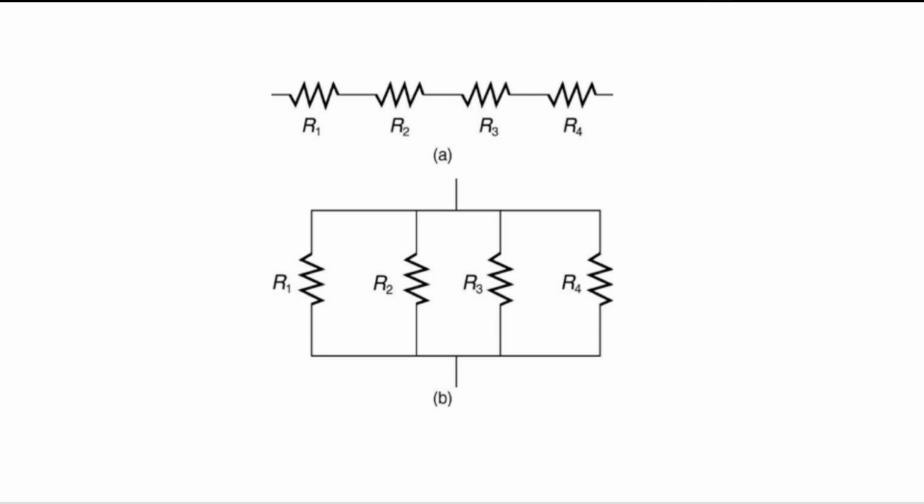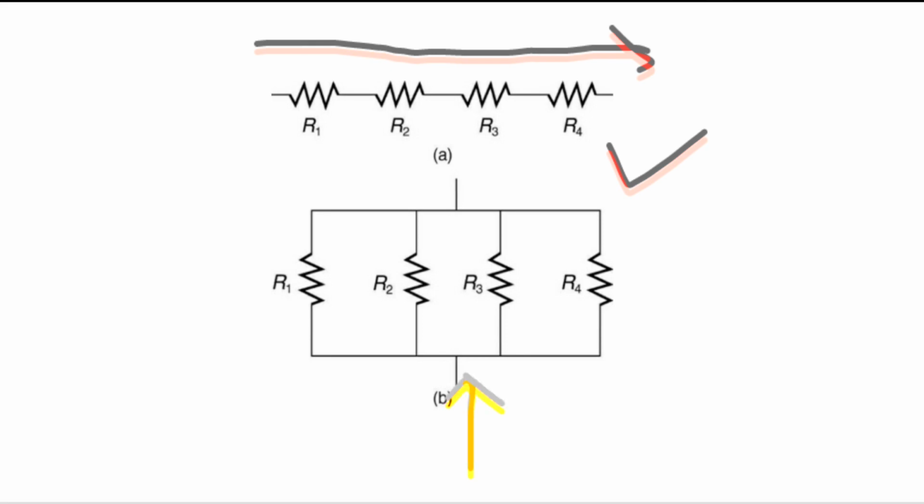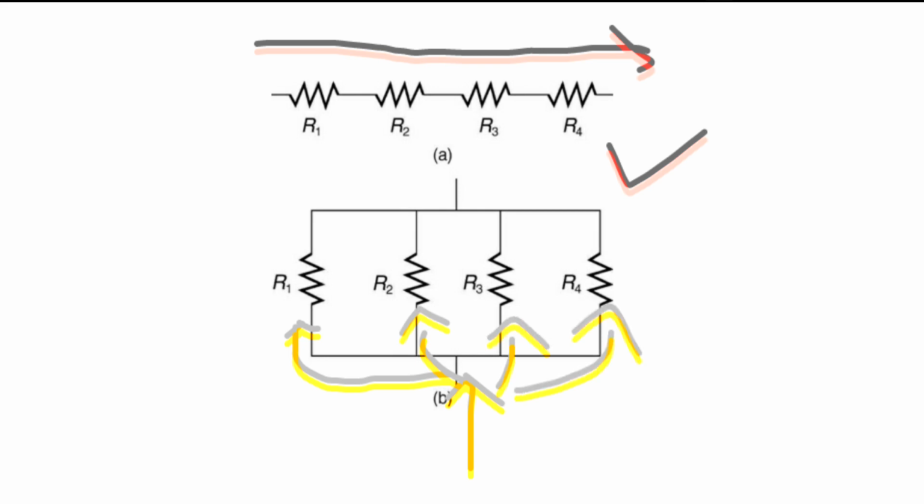So now which is in series and which is in parallel? This is in series because the current moves serially, so the same amount of current is flowing. Now the second one is in parallel because when current moves in from here, it is going to divert into this, into here, into R3 and into R4. They all move together out in this form, so they are in parallel.